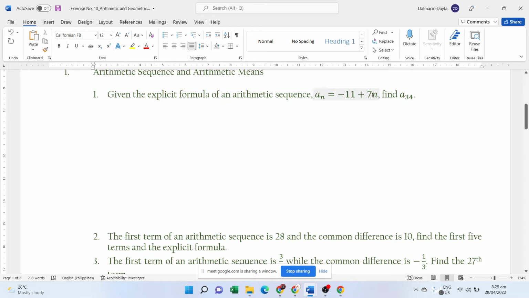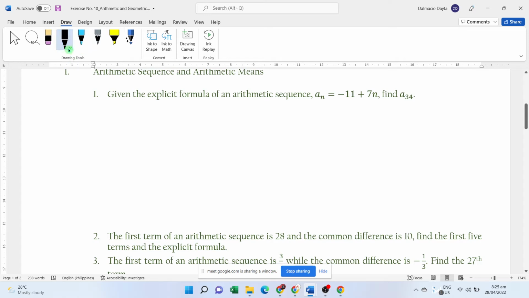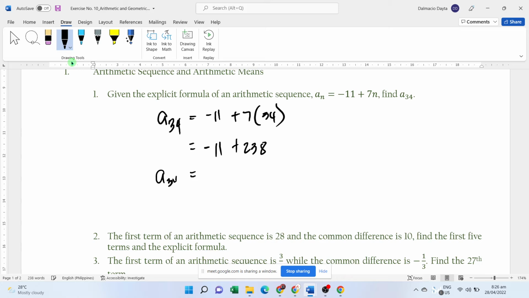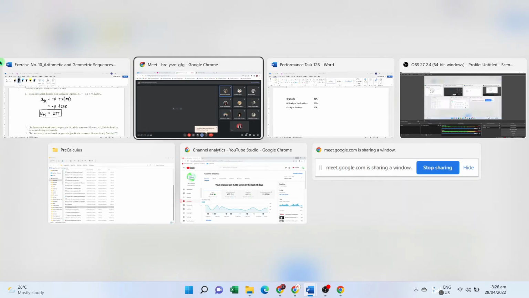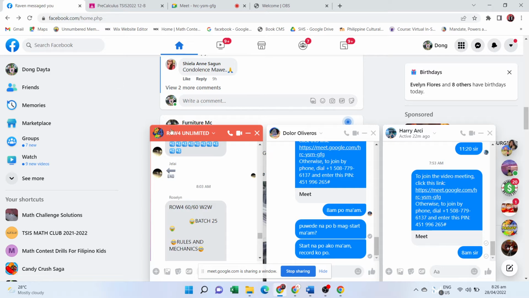All right. How do we get a sub 34? That is to substitute n is equal to 34. So if we do that, a sub 34 is equal to negative 11 plus 7 times 34. So negative 11, 7 times 34 is 210 plus 28. Am I right? 238. So a sub 34 is positive 227. Check your work.